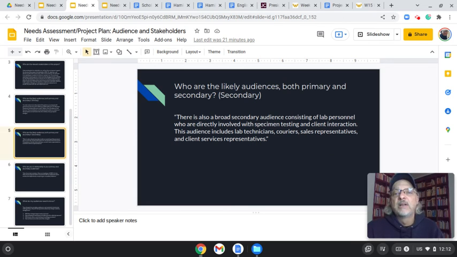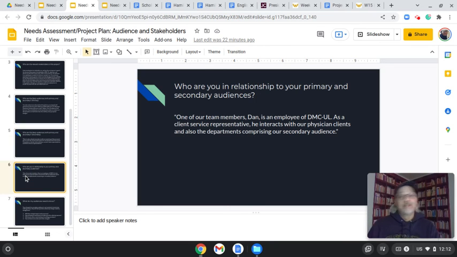And so now we have a secondary audience. There's also a broad secondary audience consisting of lab personnel who are directly involved with specimen testing, client interaction, lab technicians, courier, sales representatives, client service representatives. So I like the fact that they're not saying that every single one of these people is the target. When you're thinking about an audience, you have the decision makers to whom you are writing this project. And in a situation like this, there's a ripple effect: whatever decisions are made here affect other people, stakeholders, secondary, even tertiary.